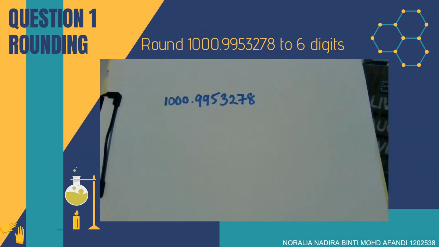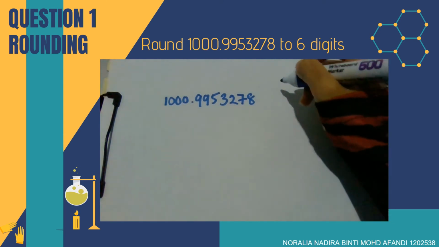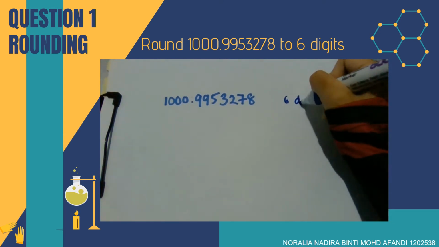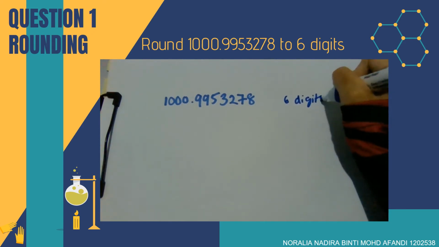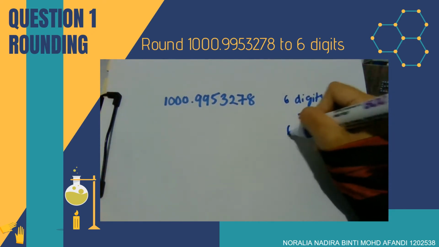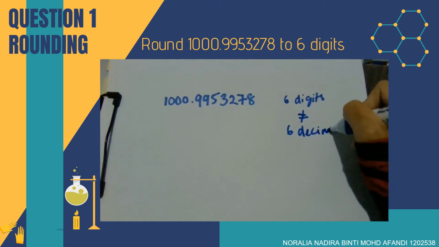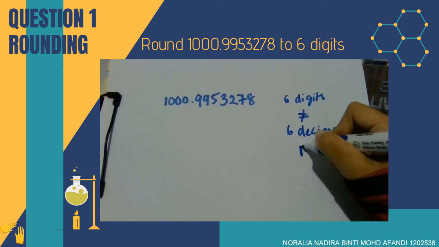This question is about rounding. The question asks to round 1000.9953278 to 6 digits. But do remember that 6 digits doesn't mean 6 decimal places. These two have different meanings.